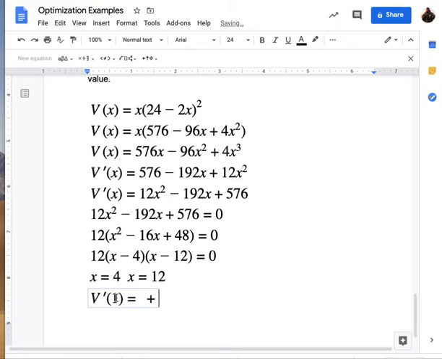And when we do that, we're going to get a positive solution there, and that's important to us. When we plug a number smaller than 4 into our derivative, we got a positive slope. So we know that when we have a positive slope, that means our function is increasing.